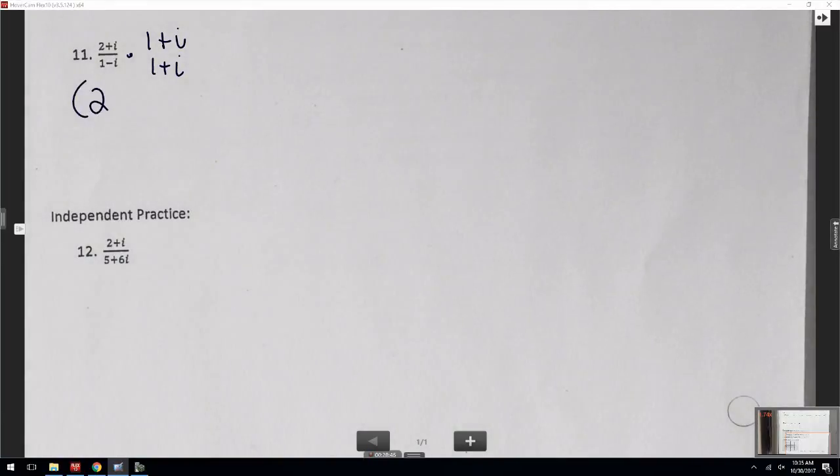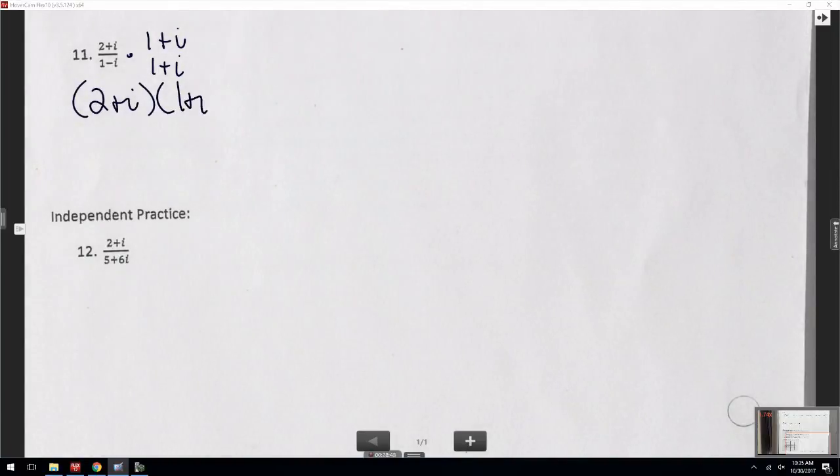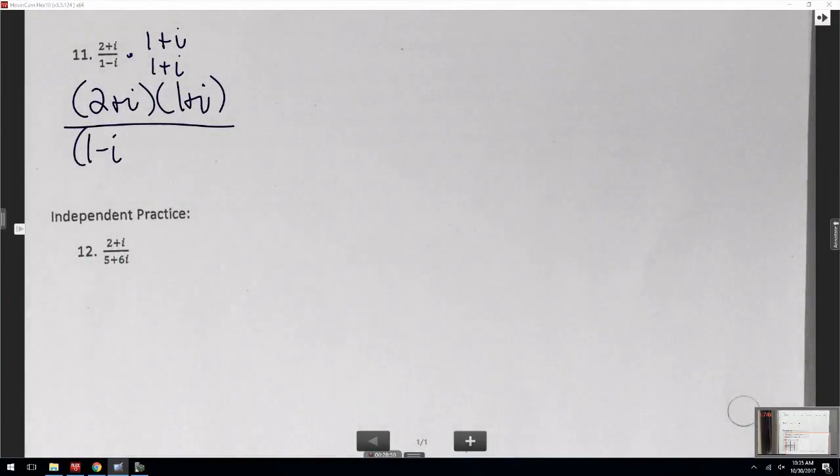Alright, so did y'all get this? Y'all okay so far? Are the top conjugates? No, they're different, right? You gotta do the whole FOIL on the top. So what's the first? Who's first? 2. There you go.